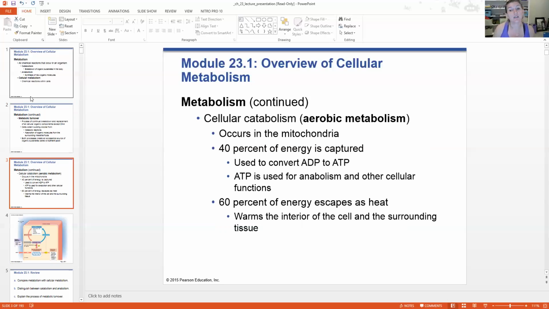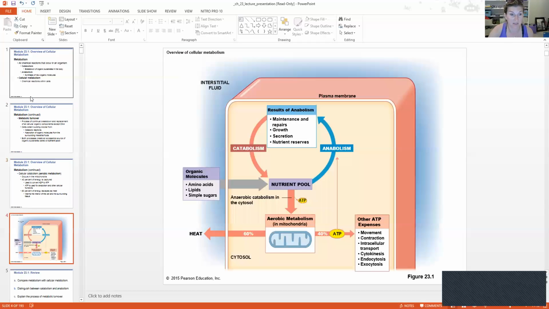This ATP is used for anabolic activities all throughout the body, as well as cellular functions like the sodium-potassium pump, right? Like the synthesis of DNA. All of that requires energy. That energy is obtained from the ATP energy molecule for the most part. So again, the majority of the energy from your cellular metabolism is lost as body heat.